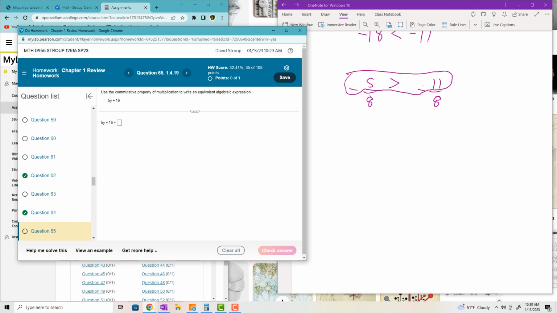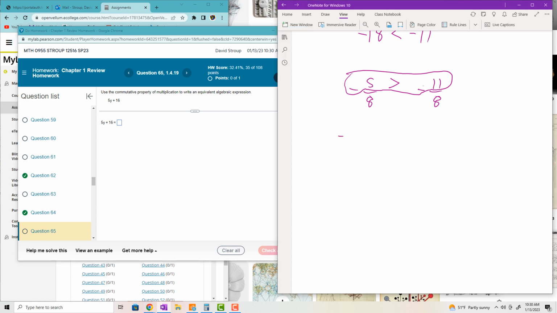Okay, commutative law of multiplication. So commute, your commute to work, you go back and forth, right? So what's that about? That's about changing the order. And when they say multiplication, it applies to the multiplication part of this expression. So where is the multiplication part? That's the 5 times y. So in order to use the commutative property, what you do is just rewrite it y times 5.